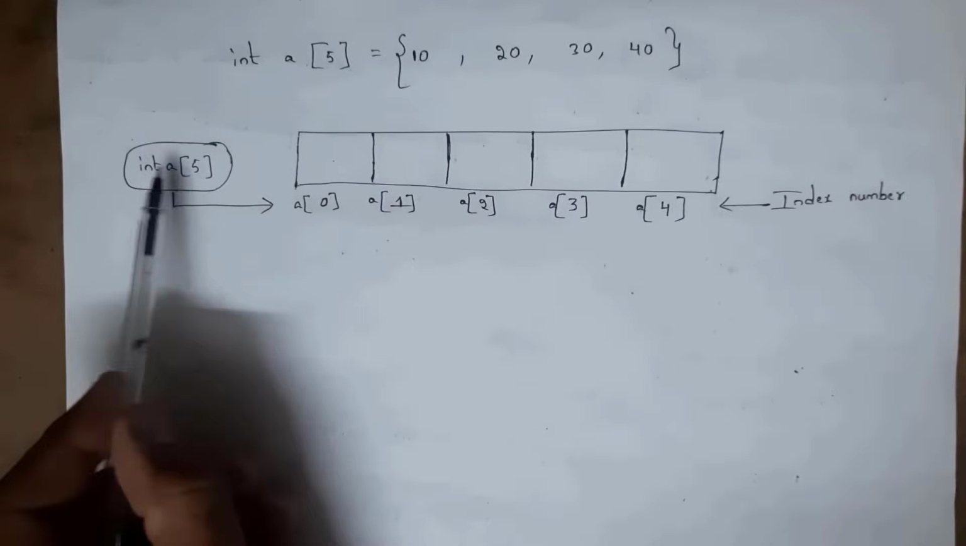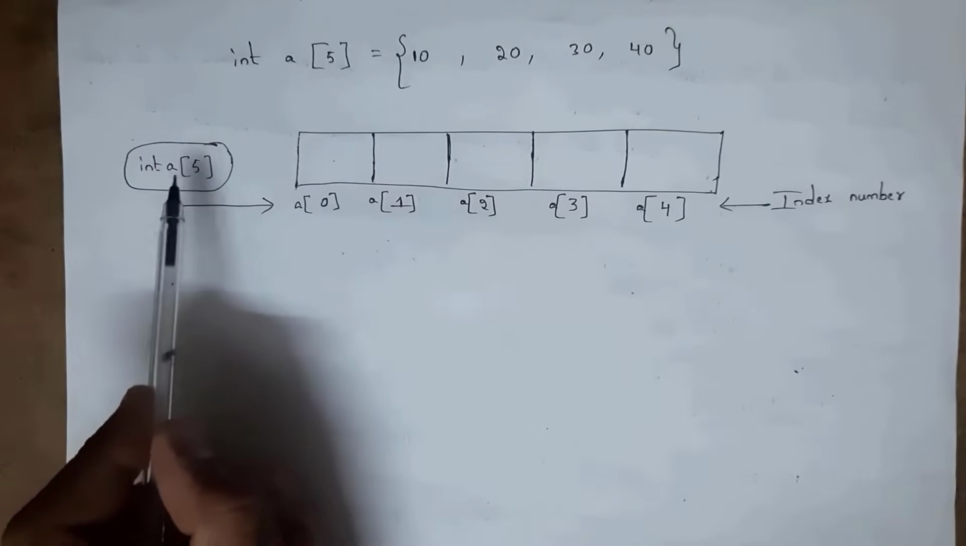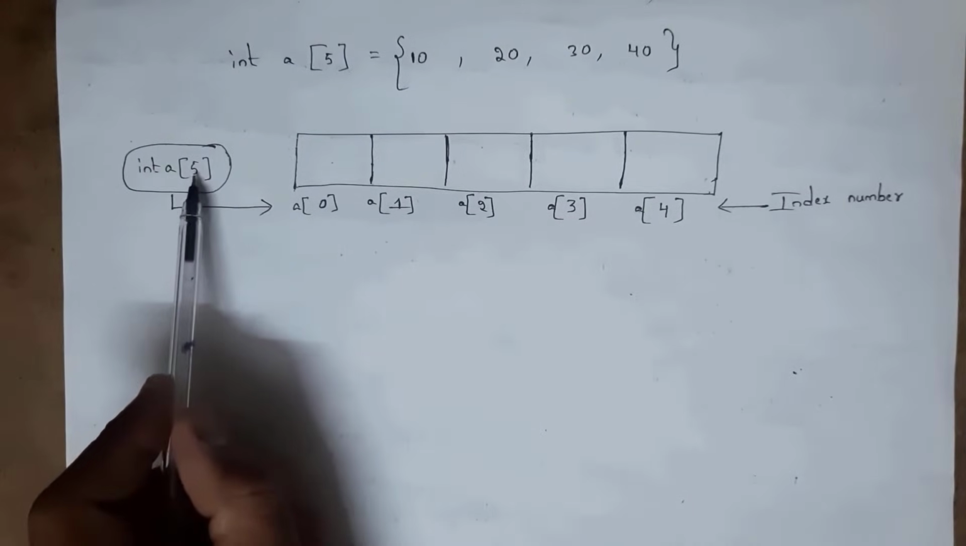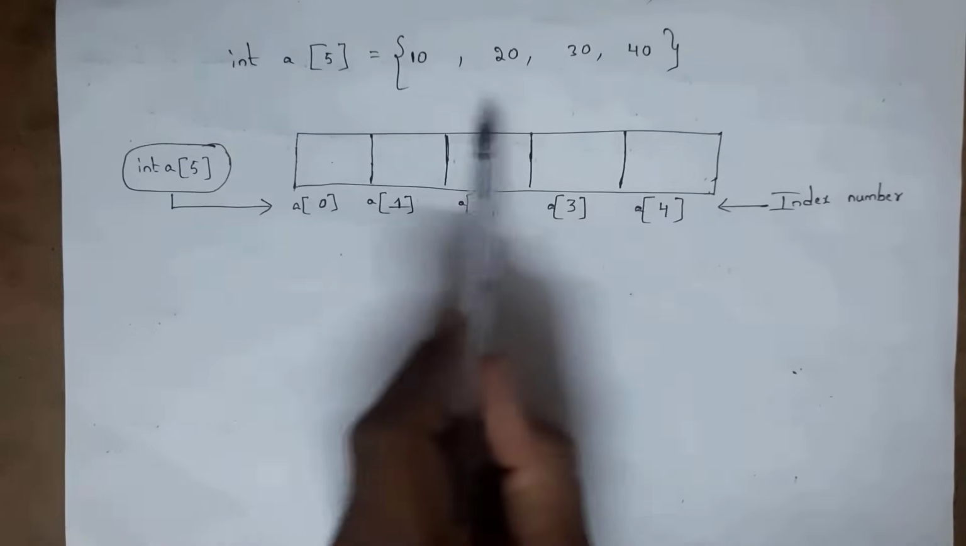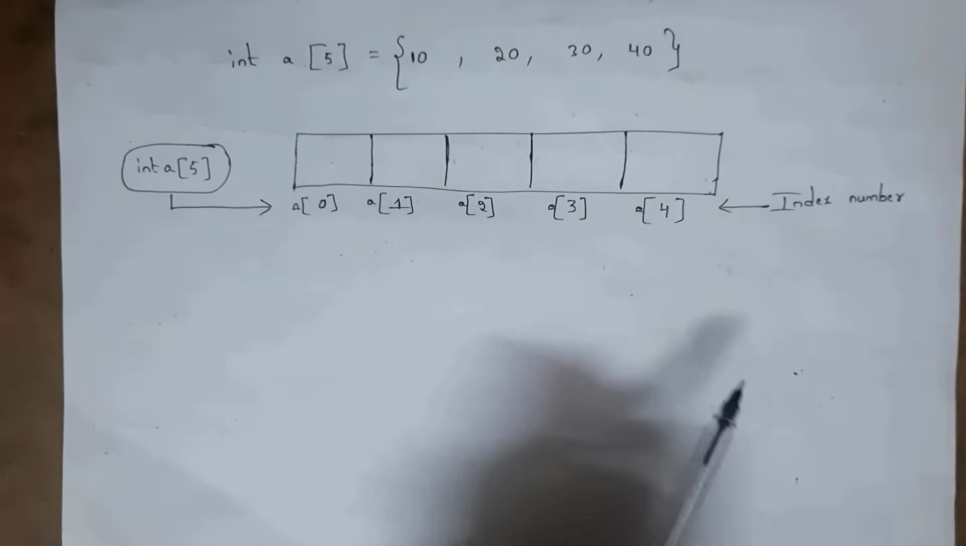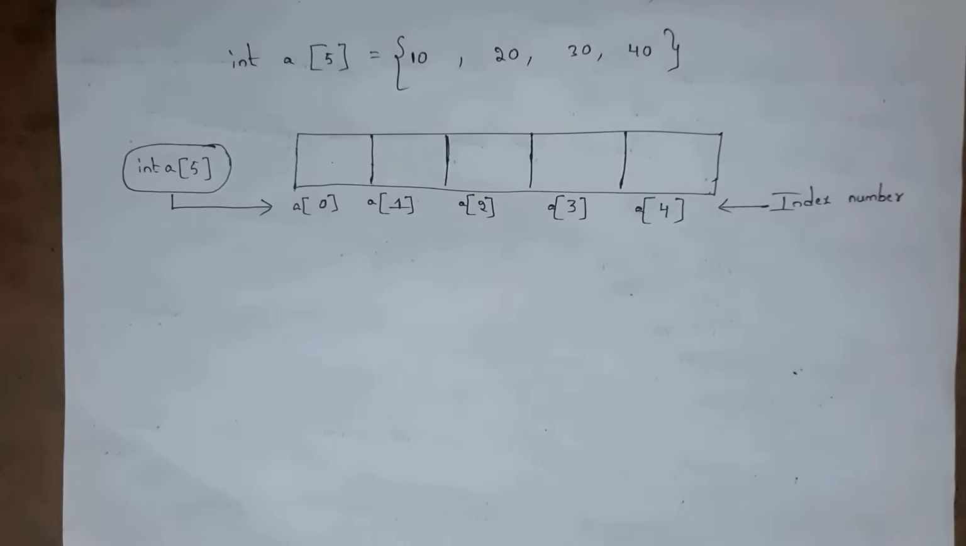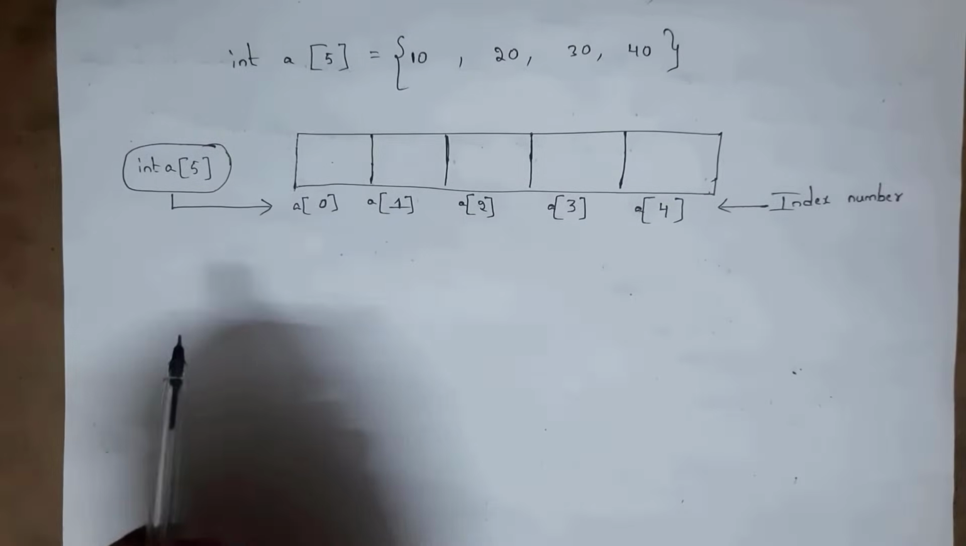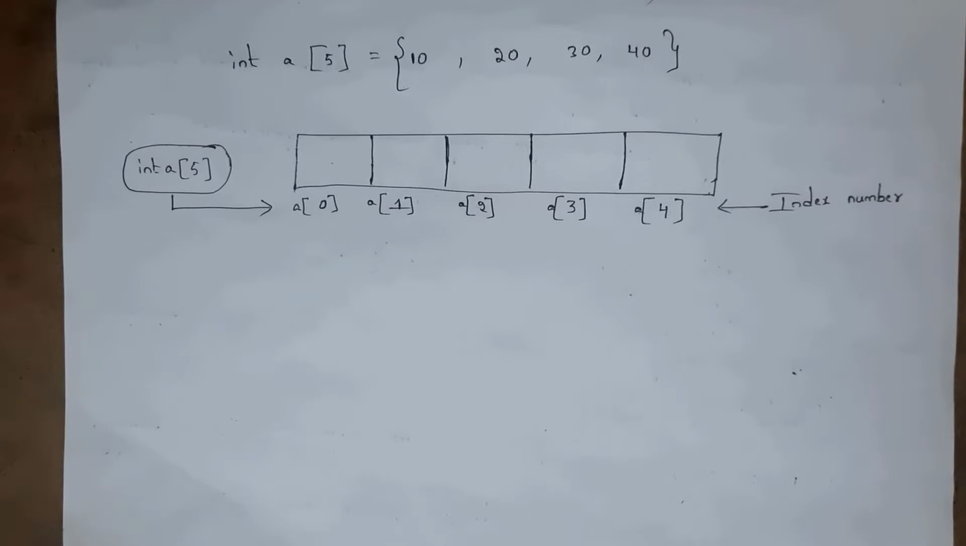Here I took int a of 5. That means size of an array is 5. Whenever I declare size as 5, this array will create 5 memory locations, 1, 2, 3, 4, 5, because I gave size as 5. So an array will give index numbers for this. You need to remember one important thing, that is index number always starts with 0, not with 1.